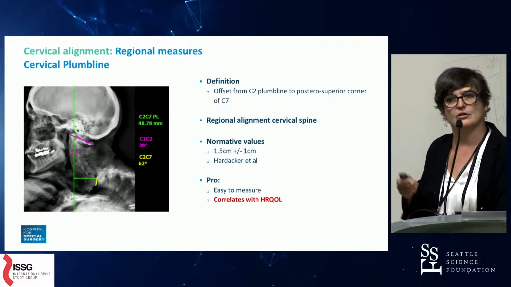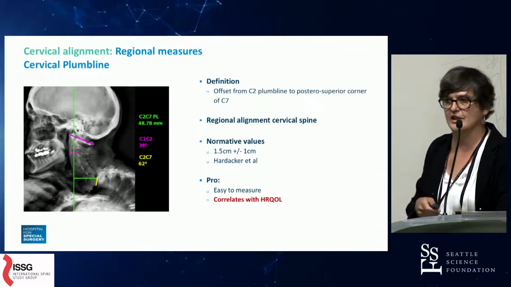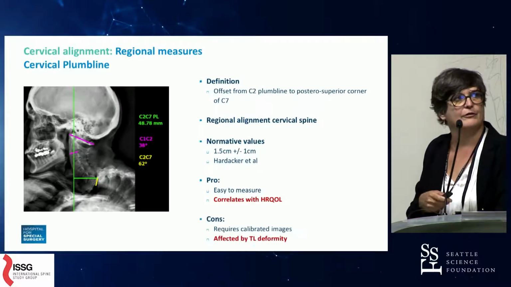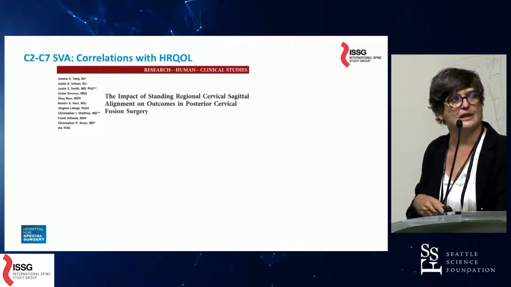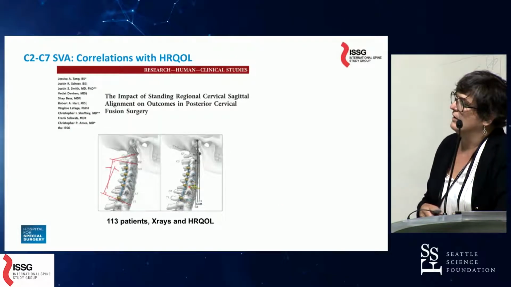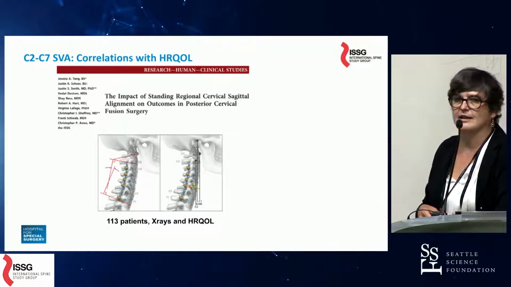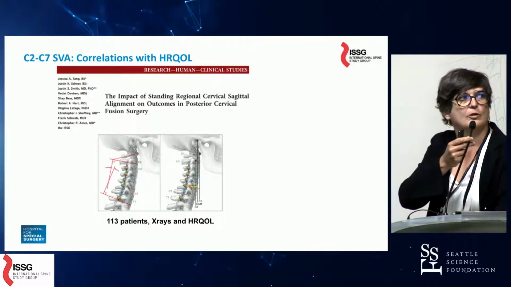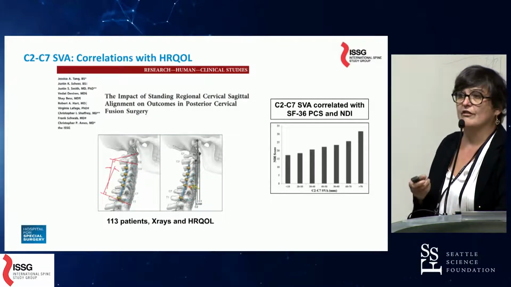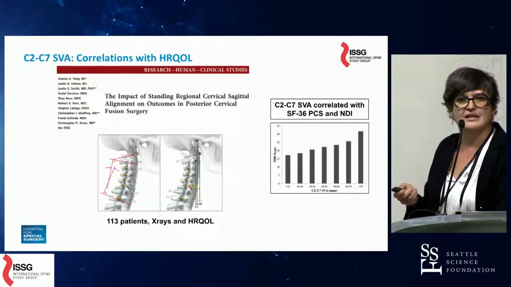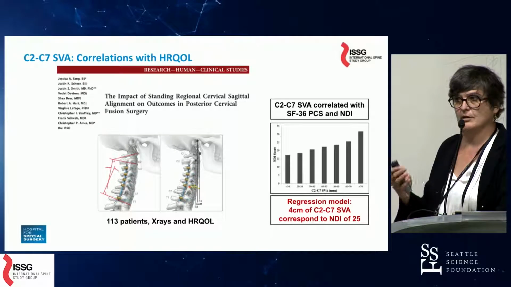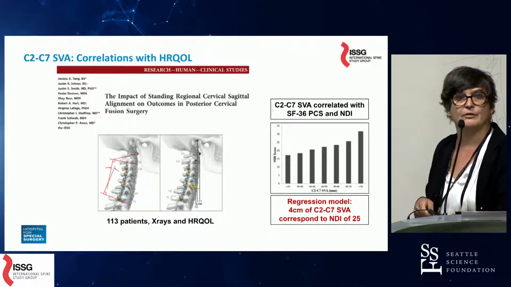It correlates with clinical outcome, and that's probably the main advantage and the reason why this parameter gained interest. The correlation comes from a paper by Jessica Tang from Chris M.'s group, where they looked at patients with existing instrumentation and demonstrated that the cervical plumb line correlated with the NDI. It was not a very strong correlation, but that's what generated some interest in the cervical plumb line.